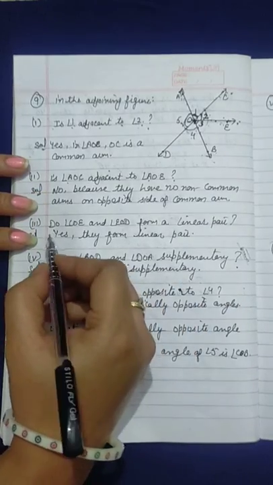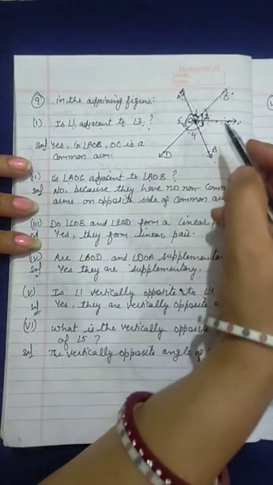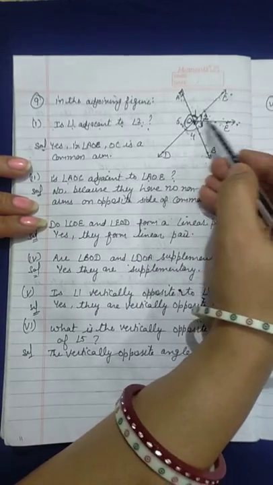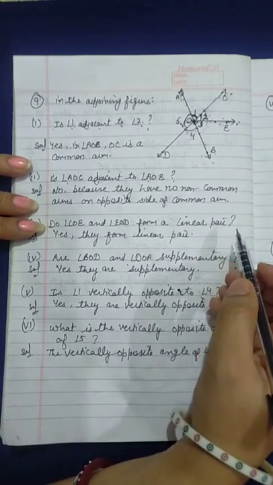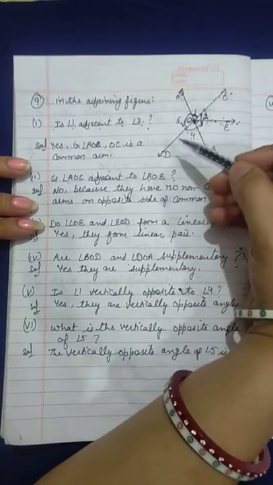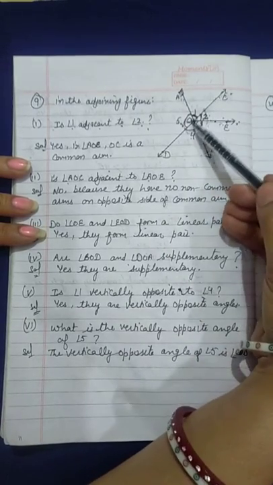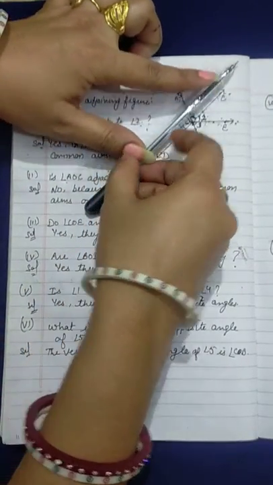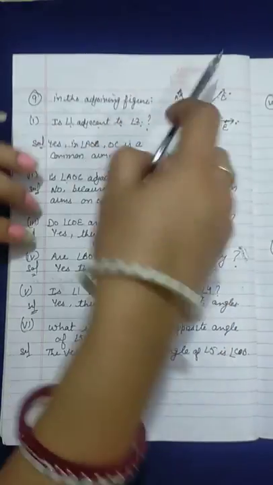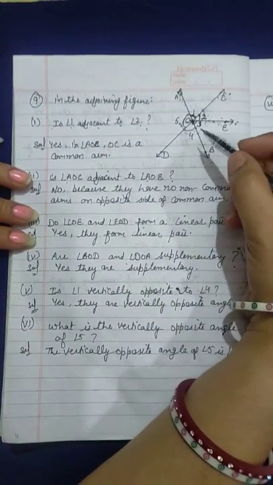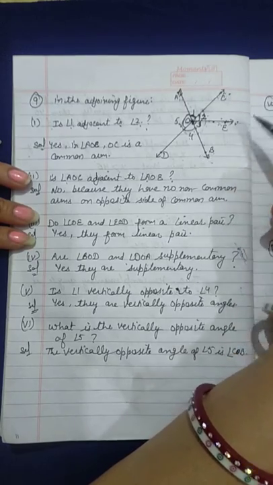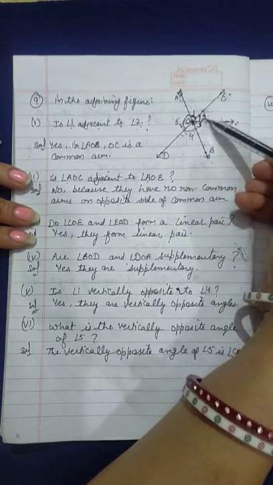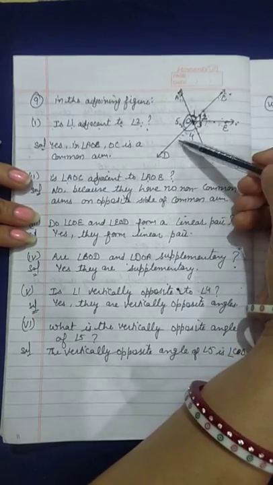Same here, the third part: do angle COE and angle EOD form a linear pair? What is a linear pair? It means they make a straight line. You can see COE is this one angle and EOD is this angle, and together they make one full angle. We want to show that they form a linear pair. When we join COE and EOD, they form this full angle. See, angle 2 plus angle 3 plus 4 make a straight line. So they form a linear pair here.